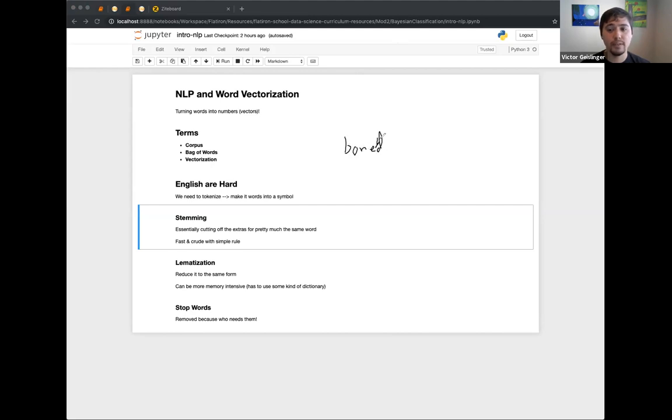We'll just go ahead and get rid of "ed", and like "boring", we'll just get rid of "ing". And you notice those aren't real words. We don't care if they're real words. We just care about if it's the same token. So that's where this tokenizing comes in. We're saying these are all the same thing, so we're going to treat them the same.